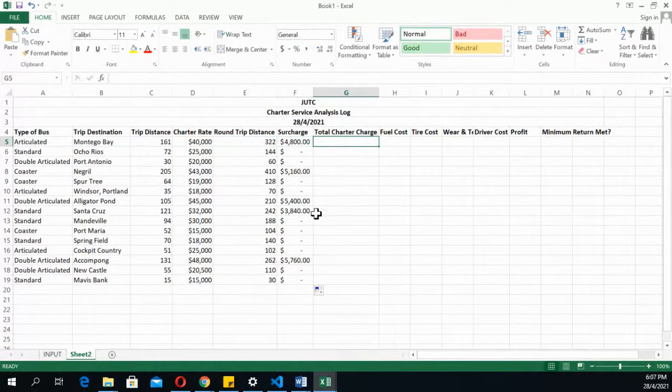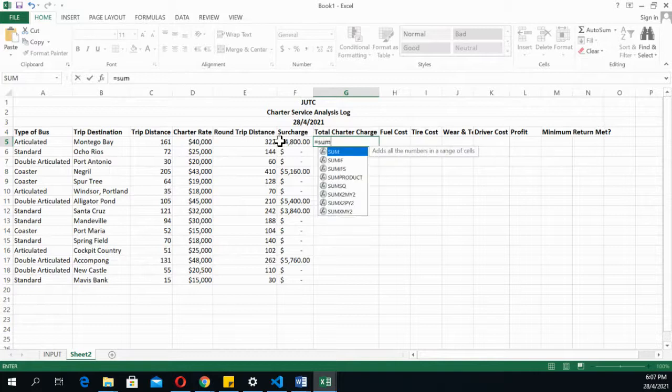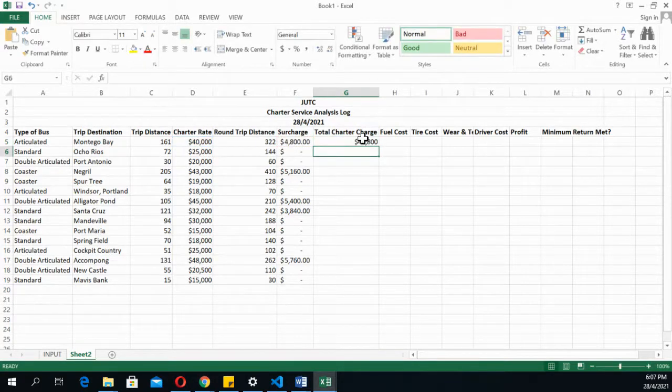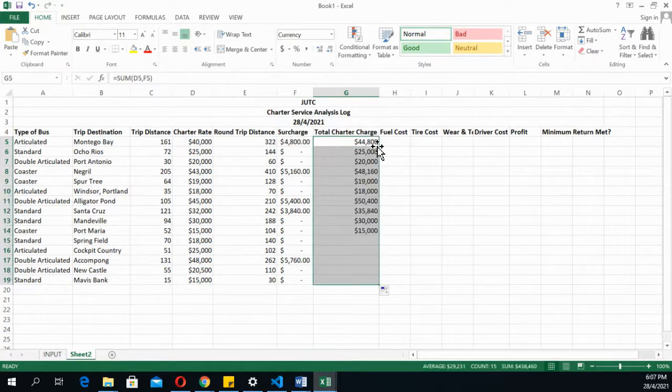So they said the total charter charge is the charter rate plus the surcharge. So it'll be equal to, if you want to use SUM, you can use it. If you just want to use a plus, you can as well. So that's the surcharge plus the charter rate, and that would give you your total charter charge.